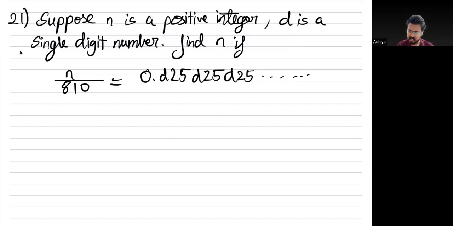The thing about this question is d is not any random value. It has to be one specific value. You don't need to find d. You have to directly find n.